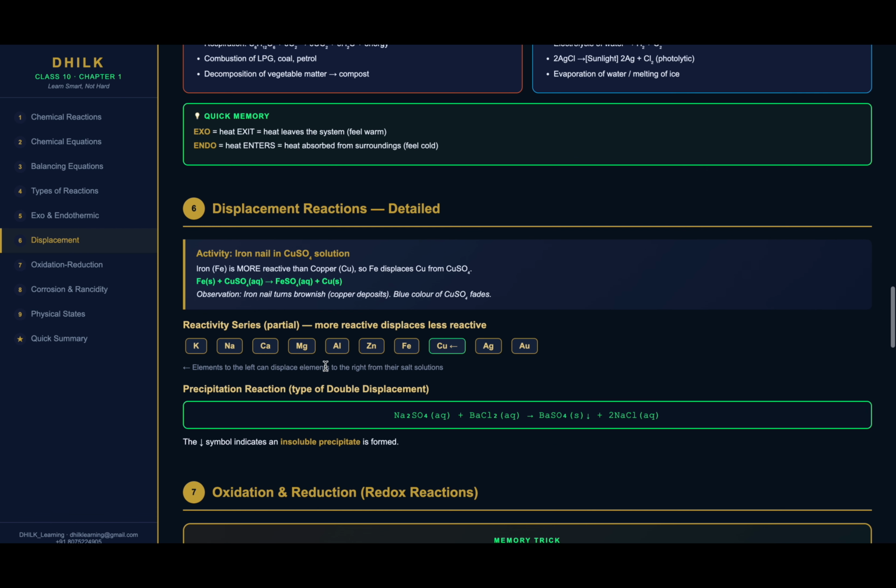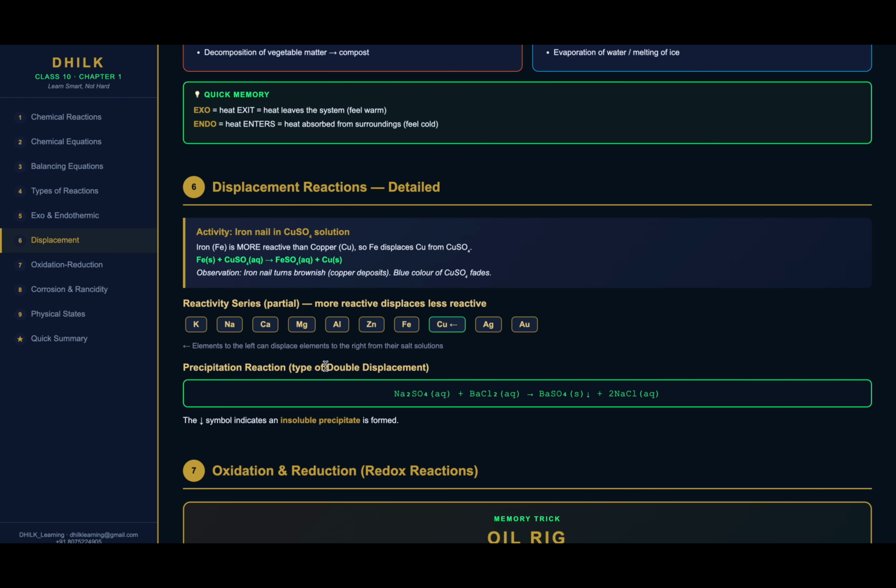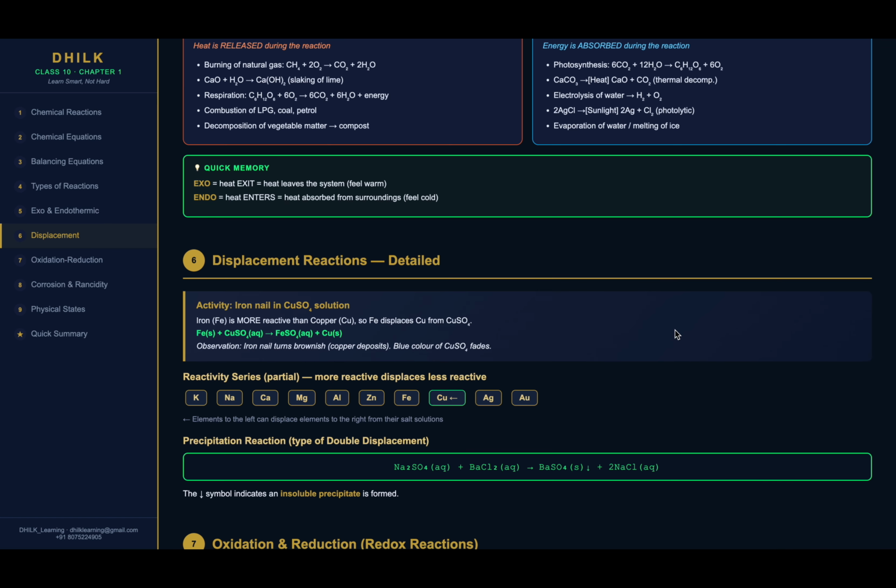Okay, so displacement reactions. We had told that in a displacement reaction the stronger person replaces the weaker person. So you already know that in a displacement reaction a more reactive element displaces a less reactive element. Let us revisit the activity with an iron nail in copper sulfate solution, because it is very important for your exam. When you take a clean iron nail and dip it in the blue copper sulfate solution, you observe two things happening. The iron nail slowly turns brownish because copper is being deposited on it, and the blue color of the solution slowly fades and becomes greenish because iron is now dissolving into the solution as iron sulfate.